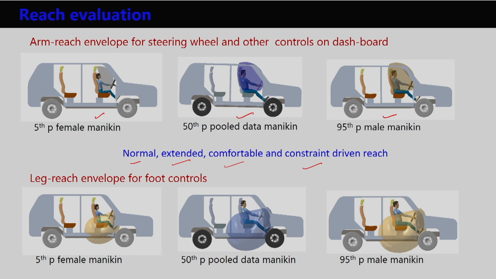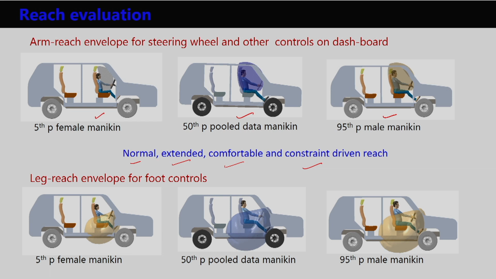Obviously, this type of reach we should consider for the 5th percentile female driver, because their body dimension or arm reach is relatively less. So, all the controls positioned on the dashboard or around her, she should be able to access. So, the 5th percentile reach envelope is very important for this purpose.